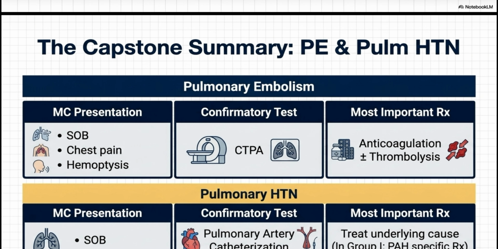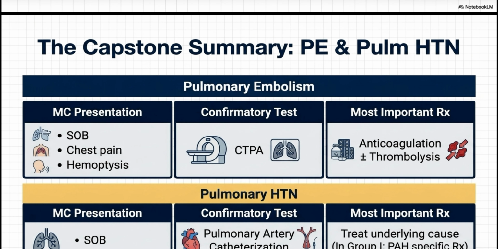Okay, pulmonary embolism, the most common presentation: there will be shortness of breath, chest pain, hemoptysis. Then we'll be doing CTPA. First we'll be doing D-dimer. If it is increased and we are suspecting it with a Wells score, then we have to go for a CTPA. And we'll give treatment as an anticoagulant, with or without thrombolysis.